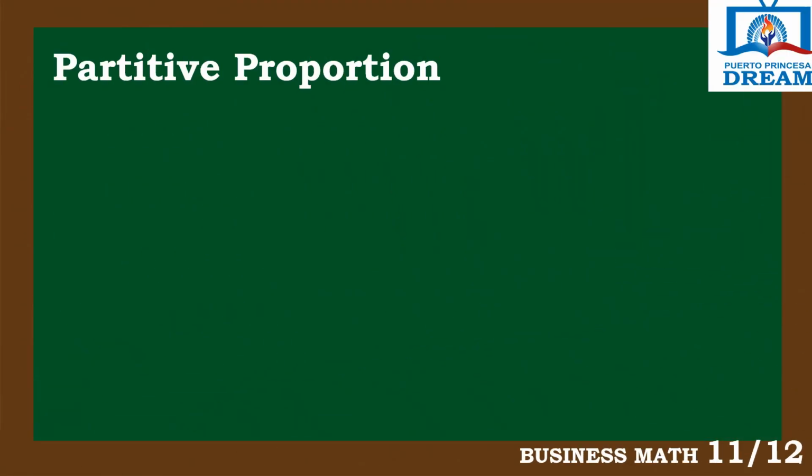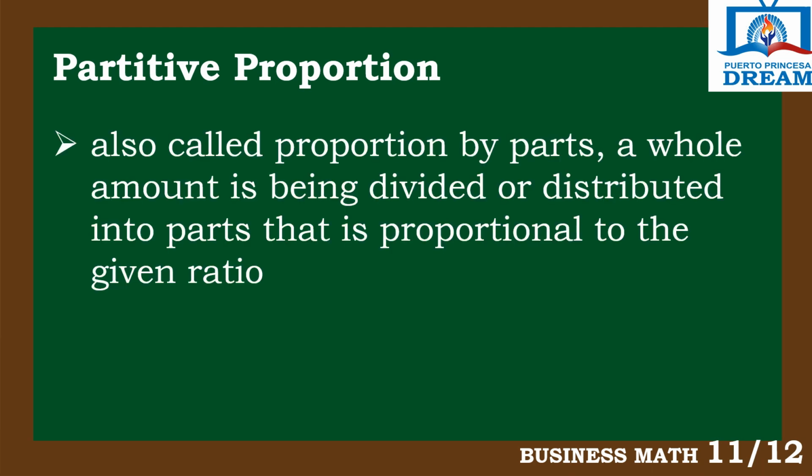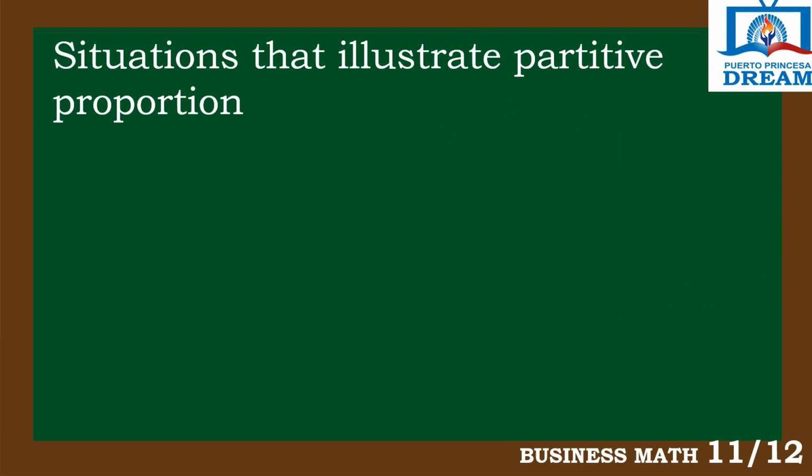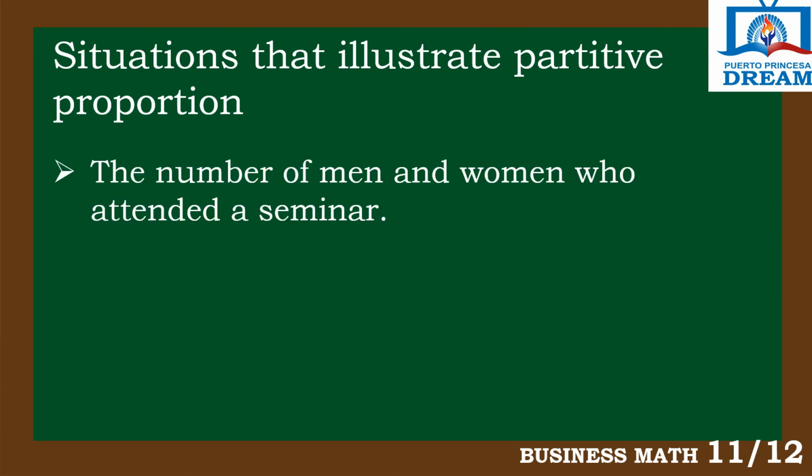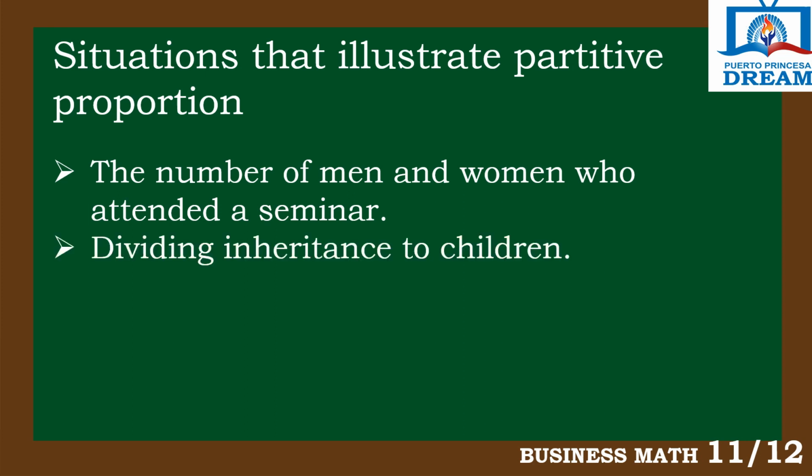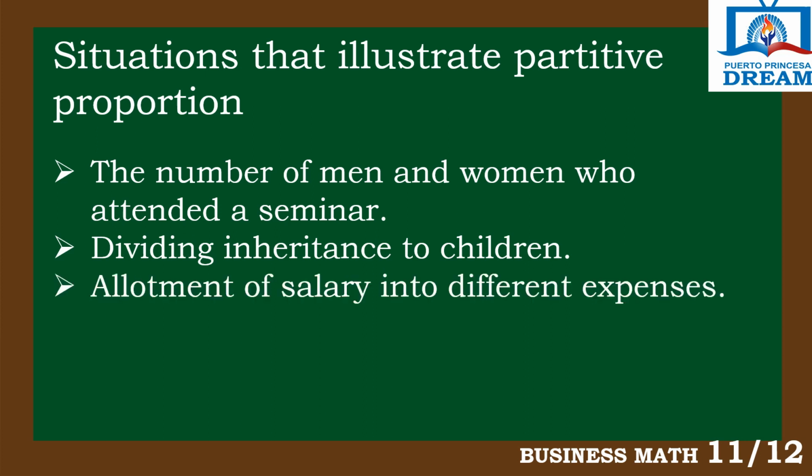And the last one, we have the partitive proportion, also called proportion by parts. A whole amount is being divided or distributed into parts that is proportional to the given ratio. Situations that illustrate partitive proportion: the number of men and women who attended a seminar, dividing inheritance to children, allotment of salary into different expenses.